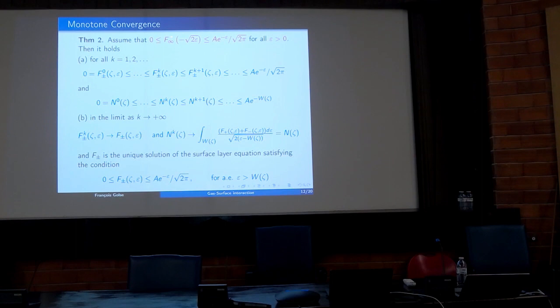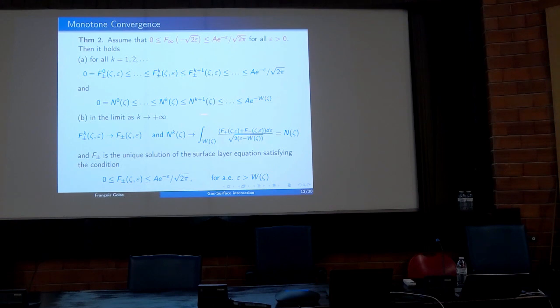So assume that F at infinity is controlled by this Maxwellian. I remind you, this is the class where we seek the solution. I absolutely need to remain in this class because that's what you need in order to have uniqueness from theorem one. So if F infinity satisfies this inequality here, then you can show that if you start your iteration with F not equal identically to zero, then you generate an increasing sequence of functions, which stays always below e to the minus epsilon over the square root of 2 pi, with the same constant as here for the initial data at infinity.